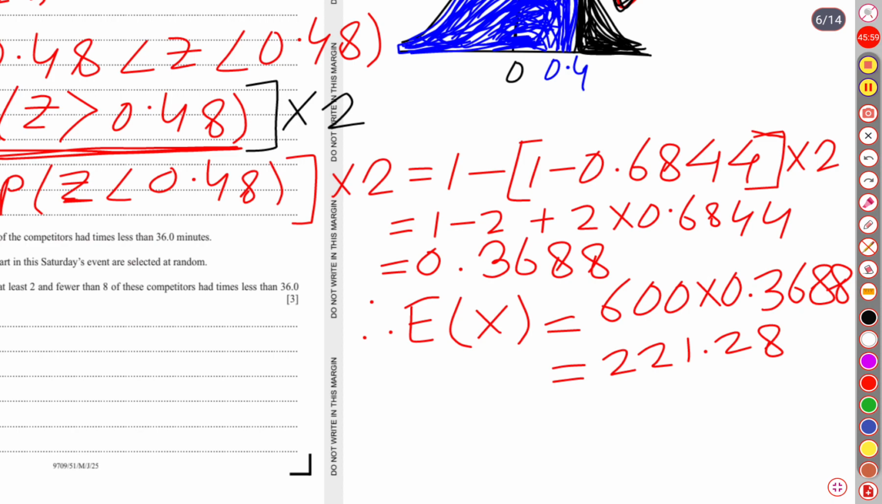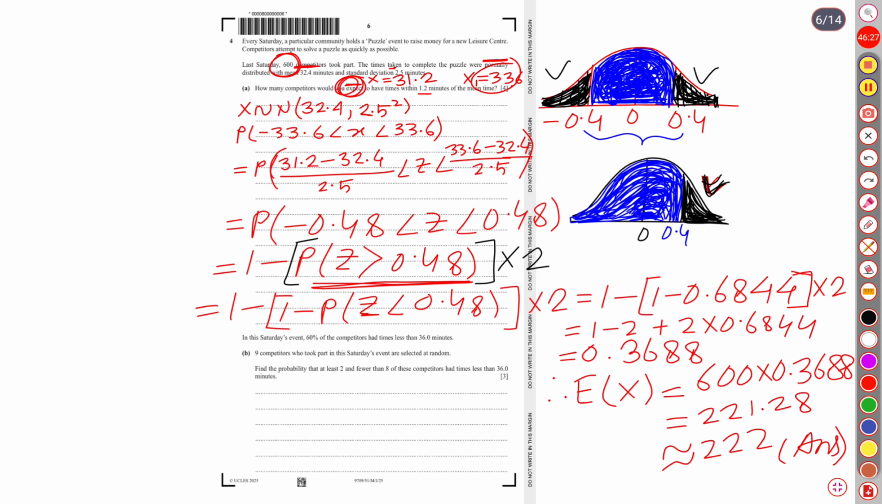221.28. Look at this, they have told us to find the expected value of runners. Runners cannot be in decimal, so we can write it as more than 221, so it is 222 runners, or competitors, whatever you call them. This is our answer. Let me write here: answer. That's all about the solution to the first part of this question.